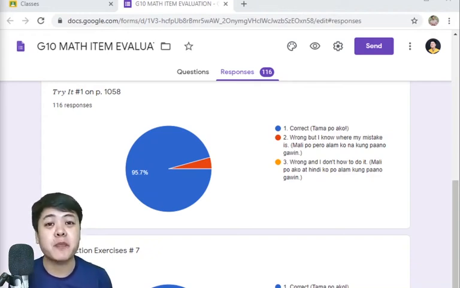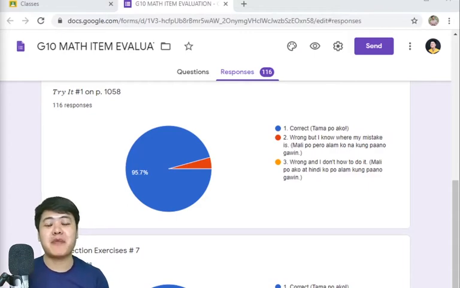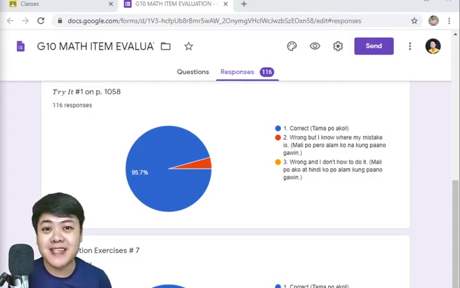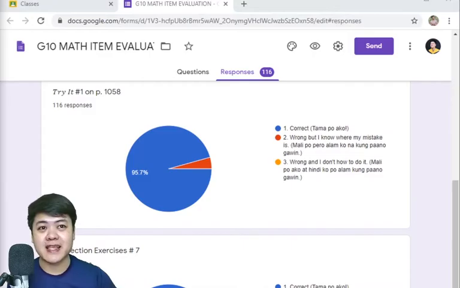I hope nagkaroon na kayo ng perspective kung paano yung online distance learning magaganap for this upcoming school year. At maraming salamat sa 116 na nagsagot. Ang pinagtataka ko lang, 97 lang kayo. Bakit 116 yan? Well, anyway, isa-isahin natin yung resulta.